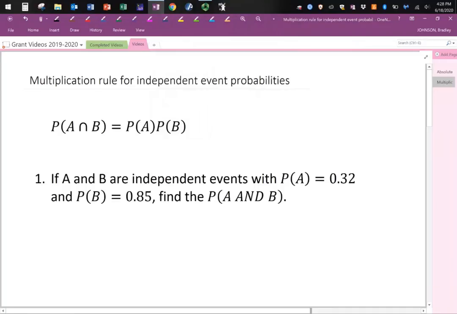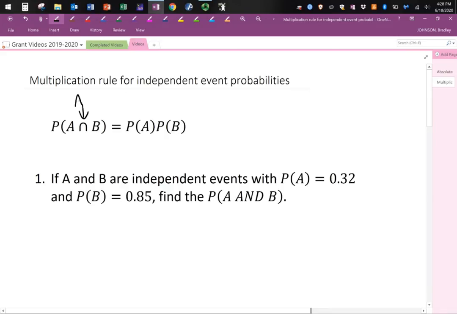Today's video will demonstrate the multiplication rule for independent event probabilities. So first things first, we have the probability of A intersect B is equal to the probability of A times the probability of B. This intersection symbol we could also imagine as an AND. So you could say the probability of A and B is equal to the probability of A times the probability of B. In this class, that's totally fine and acceptable to do. But sometimes you'll see that intersection symbol, and sometimes you'll see the word AND written.